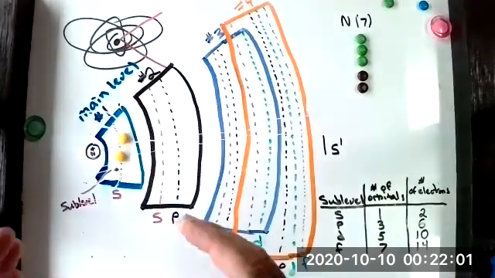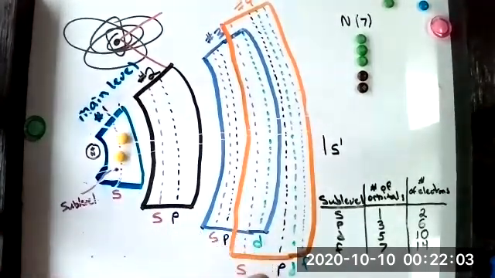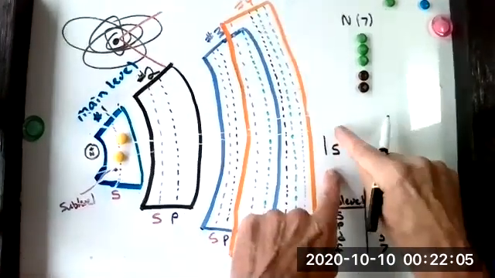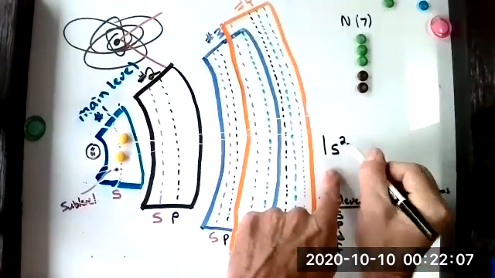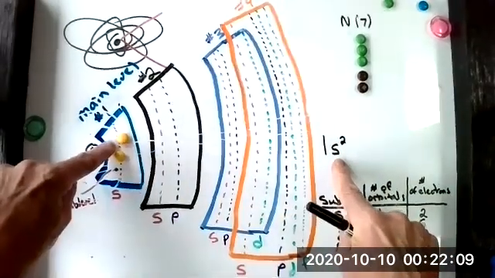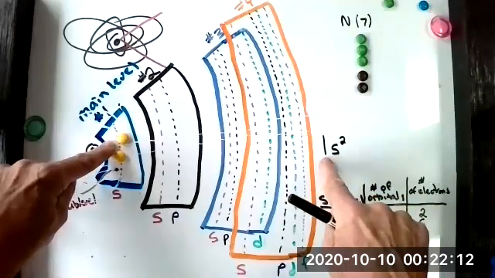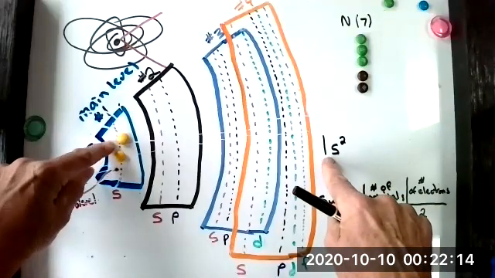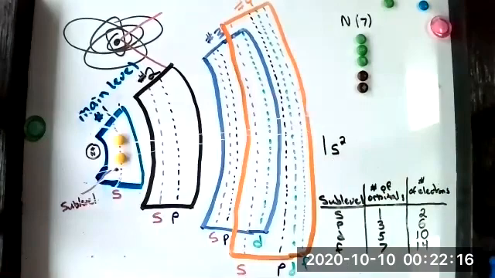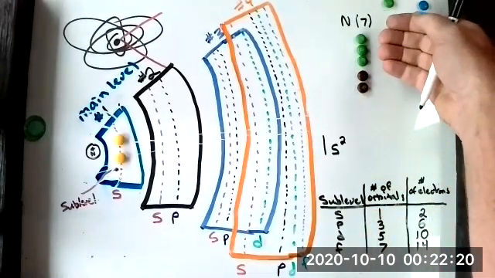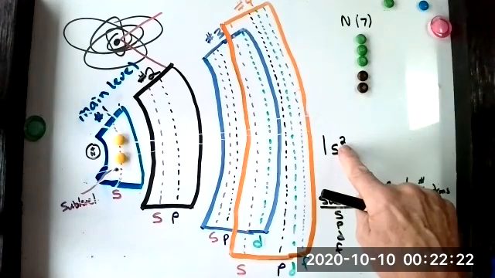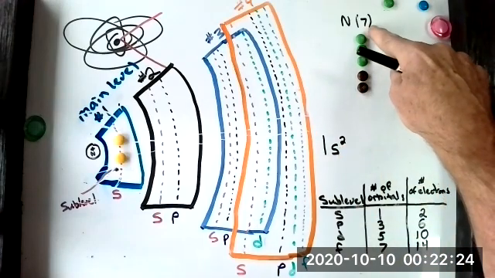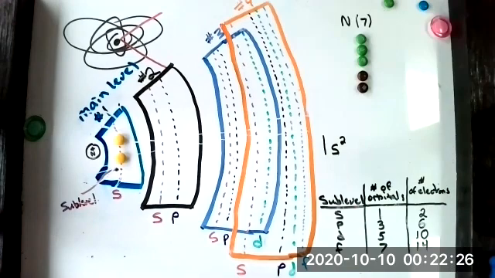So at this point in time, what do I have? I have 2 electrons. There they are, in the S, occupying the main level number 1 space. Bingo. Hey, you've got 5 more. You've only placed 2 of 7. You've got 5 more to go.